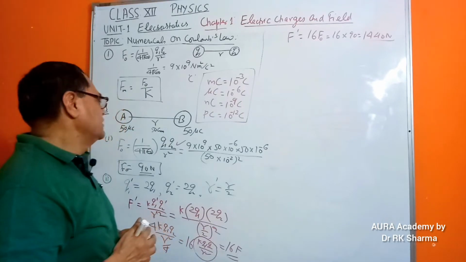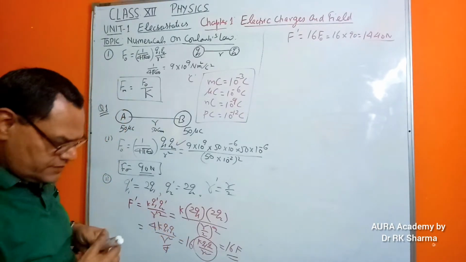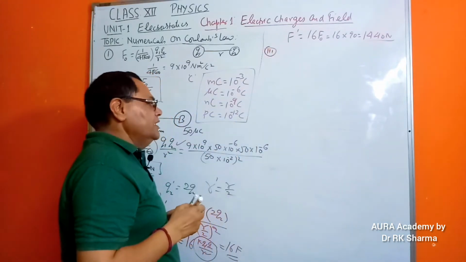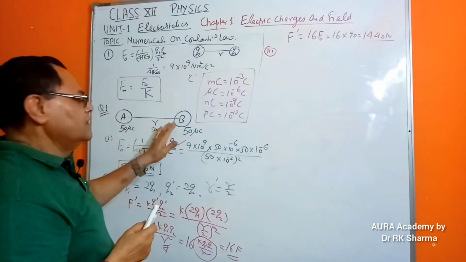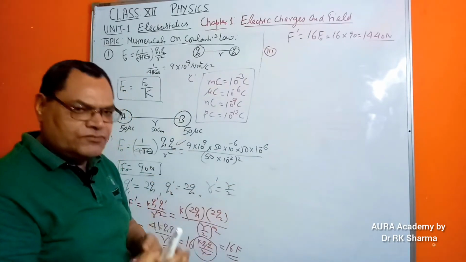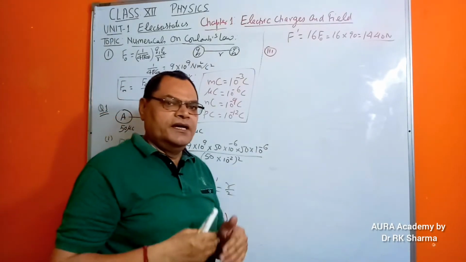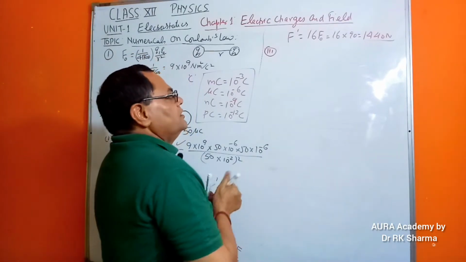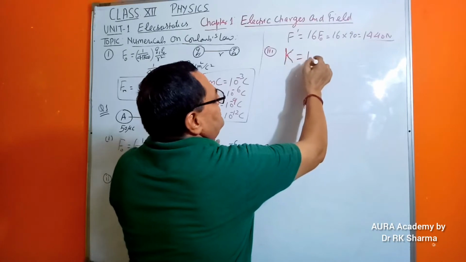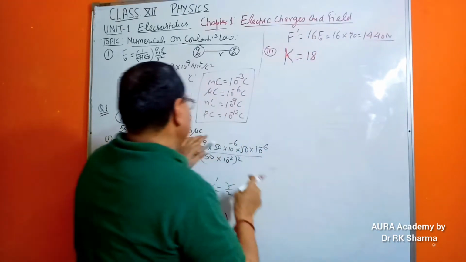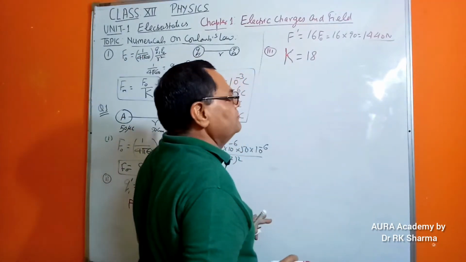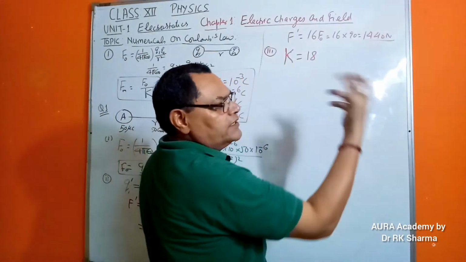So this is now the second part. Now there is a third part as well, right? If these charges are immersed in a medium of some dielectric constant, say 18. The dielectric constant of the medium is represented by capital K and say it is given as 18. The question says that if this is immersed in a medium of dielectric constant 18, find the new force.